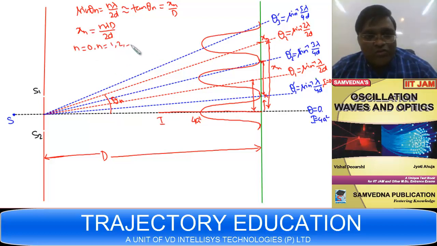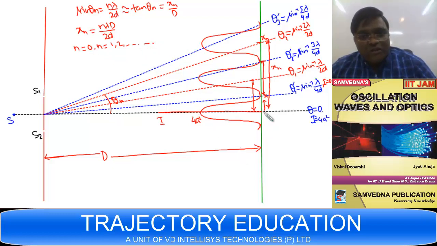N equal to 0 will give you the central maxima. N equal to 1, 2, 3, 4 will give you the first, second, third, fourth, fifth maxima. N equal to minus 1, minus 2, minus 3 will give you the maxima which are below this axis. So this is the position of the nth maxima.